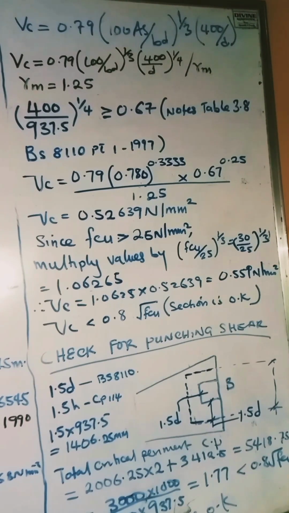All right, so you can see that the section has satisfied the shear requirement, so the section is okay since it is lesser than 0.8 the root of fcu. So we'll find out that the section is okay in terms of shear.